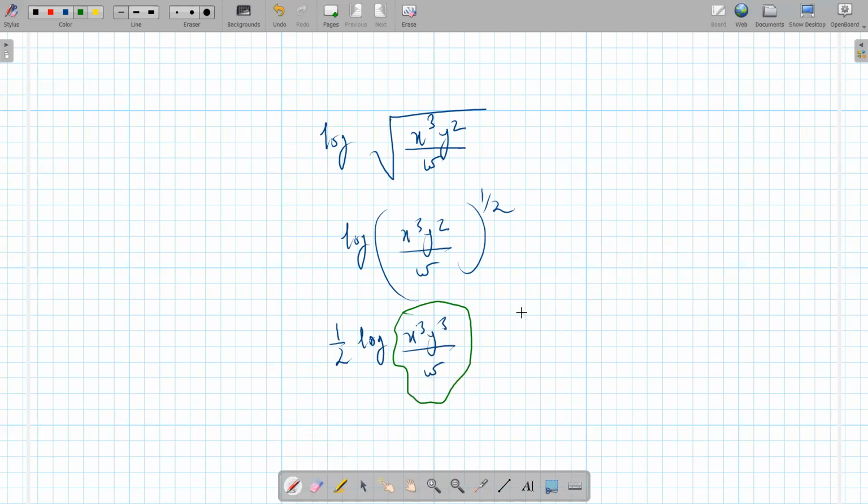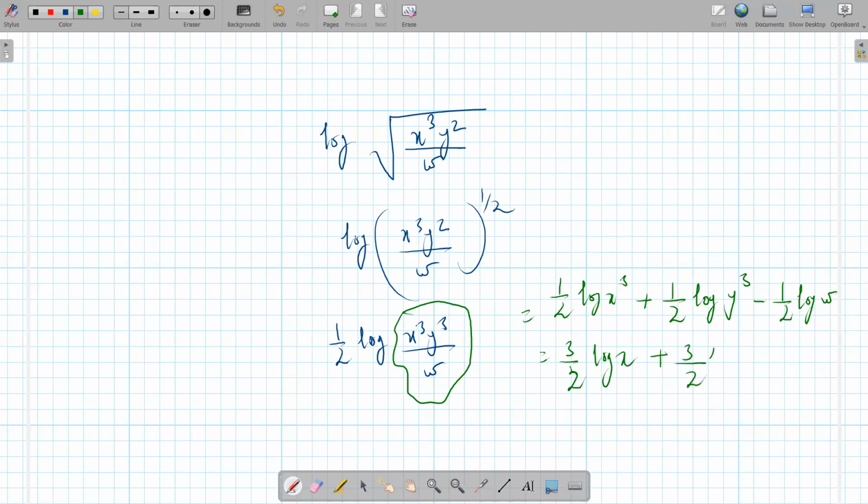So the next step would be 1 over 2 log x cubed, plus 1 over 2 log y squared, minus 1 over 2 log of w. Okay. So this becomes 3 over 2 log x plus 1 log y, minus 1 over 2 log w, and that's it.